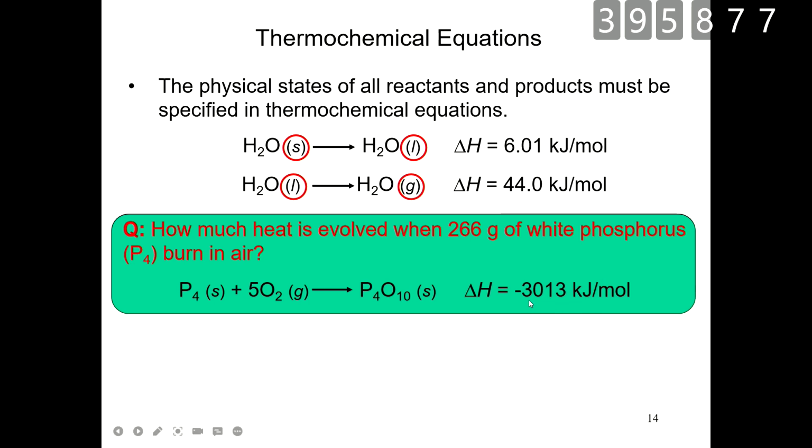Okay, so how to calculate the heat when 266 grams of white phosphorus is burned in air? You can say the unit of this energy is per mole. This is 1 mole. 1 mole will release this energy. Now we need to calculate this mass. So how to do it?